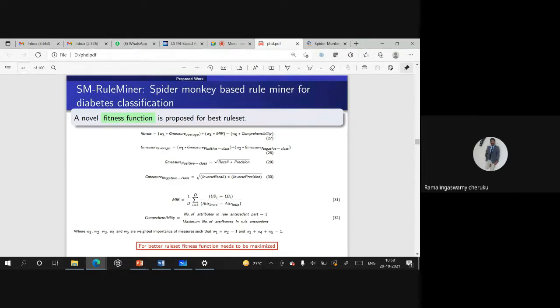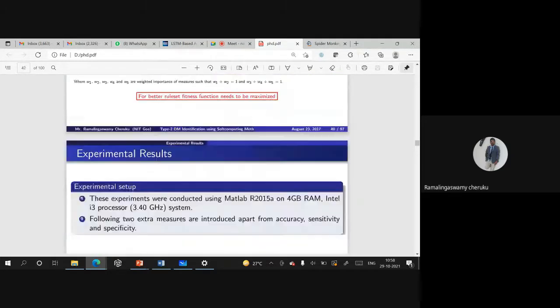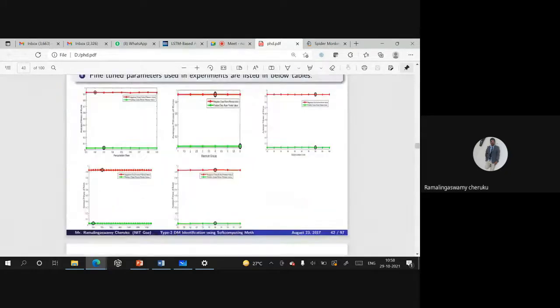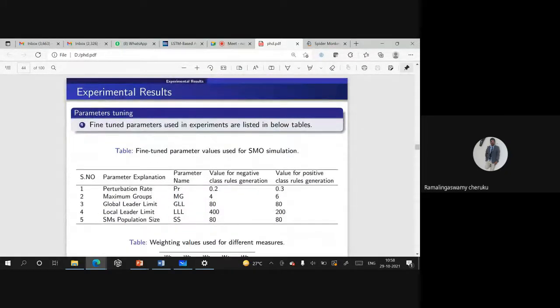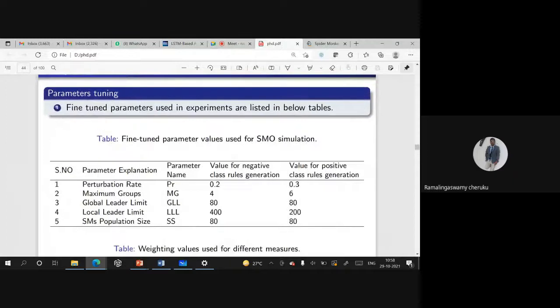What are the free parameters, the hyperparameters, available in spider monkey? We listed them in the table. These are the five parameters we have to carefully fine-tune in order to get the best results, because they are specific to the problem and specific to the data. Hence, you have to cleverly choose these values. We should not choose them randomly. There is a systematic approach called sensitivity analysis, which I will elaborate on soon.